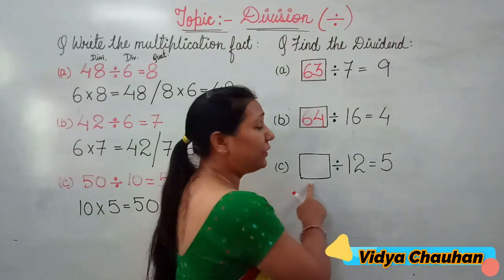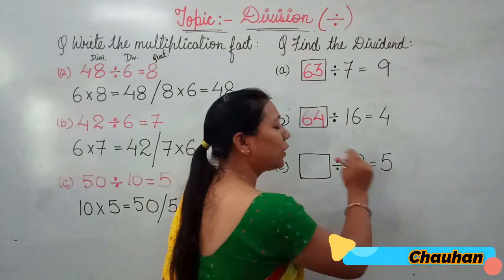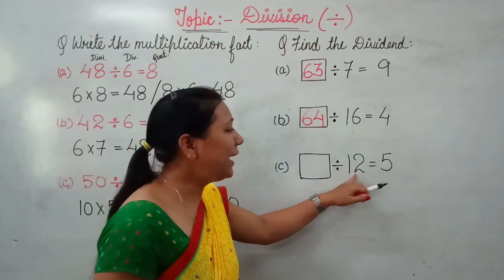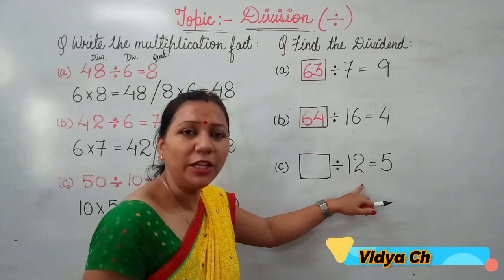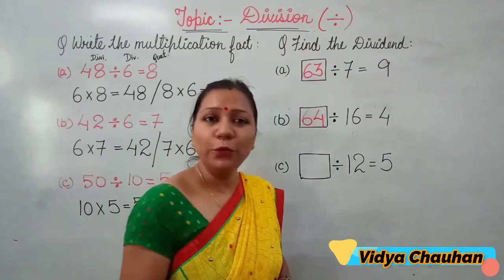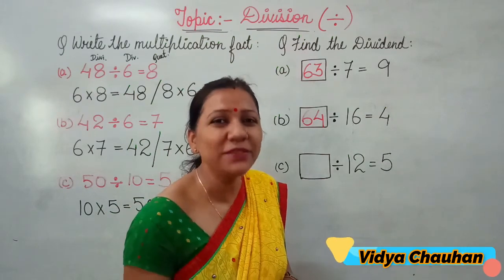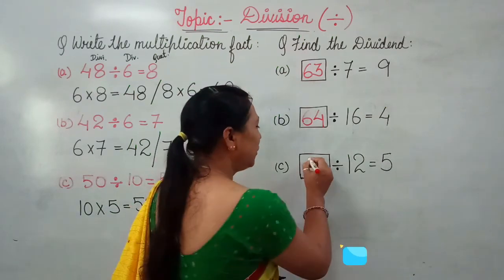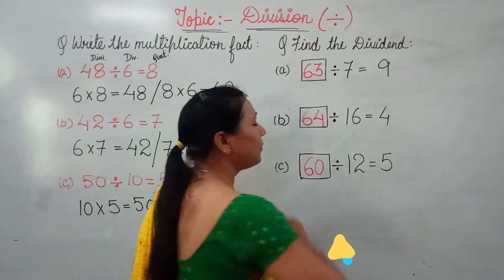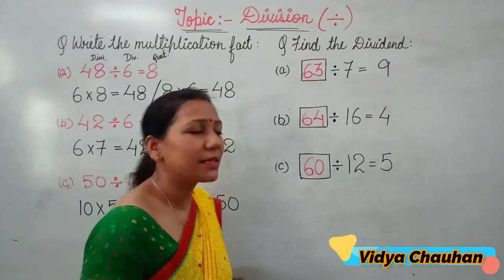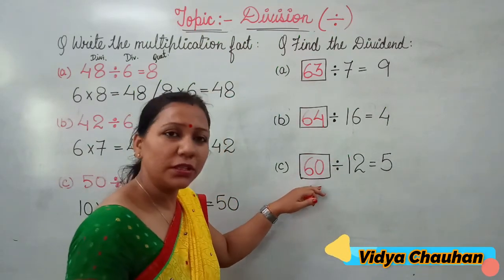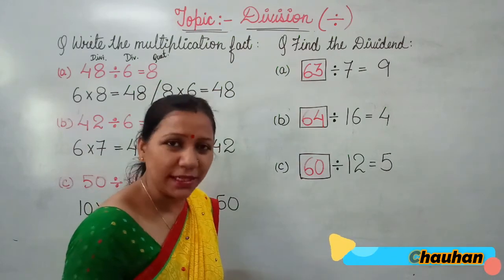Again we have to find the dividend and our divisor is 12, quotient is 5. So 12 times 5. We need to multiply 12 with 5. 12 fives are, what is 12 fives are? You can read the table of 12 and you will get answer as 60. So this is our dividend for the third part as 60.